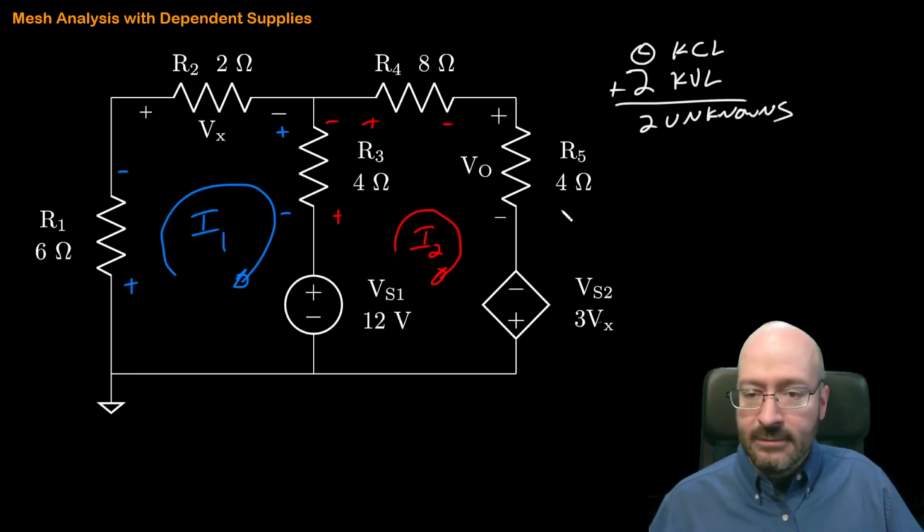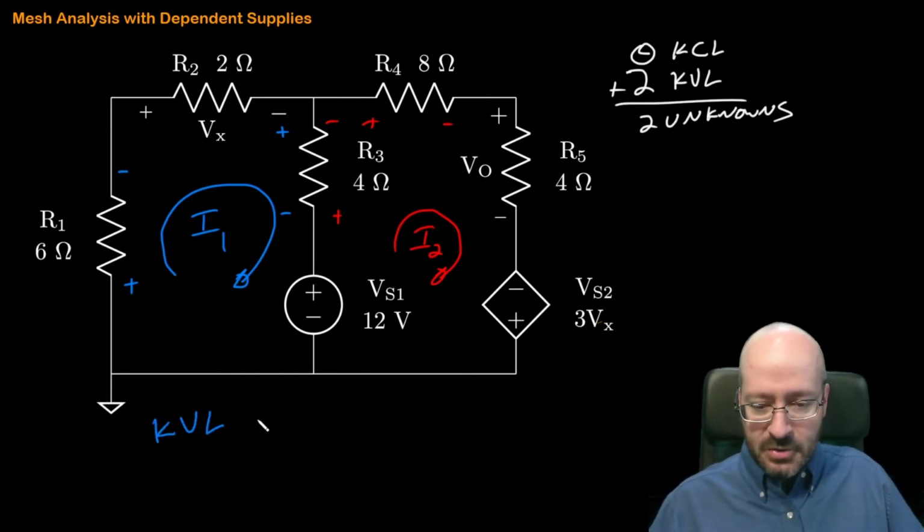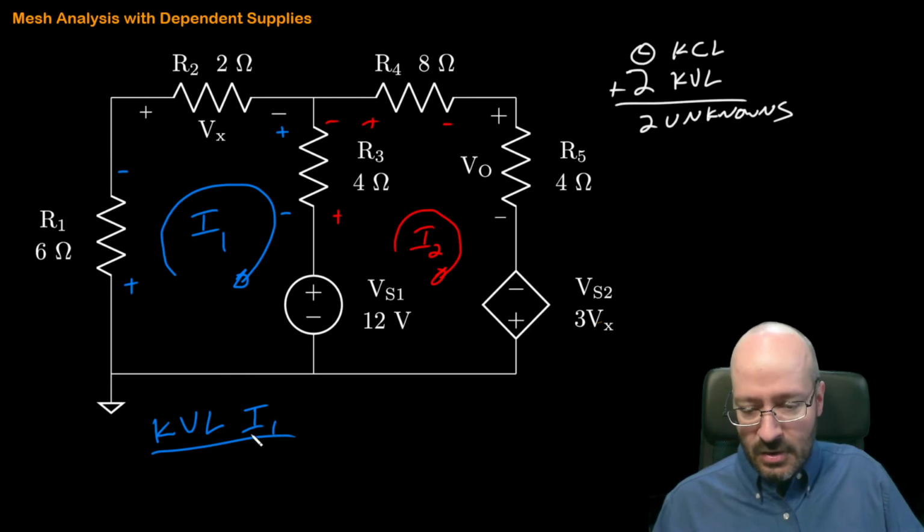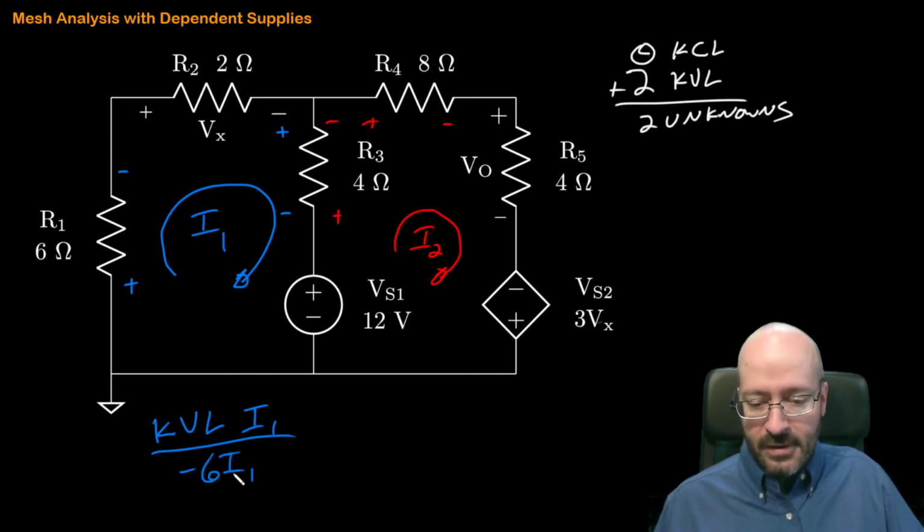And that's my plan. Let's go write the KVL for I1 first. I think that one's going to look familiar, nothing tricky there if you've been following along with the videos. Let's see, we're going to start here. We're going to drop across the 6 ohm. And I1 is the only current, and it's flowing in the positive direction.